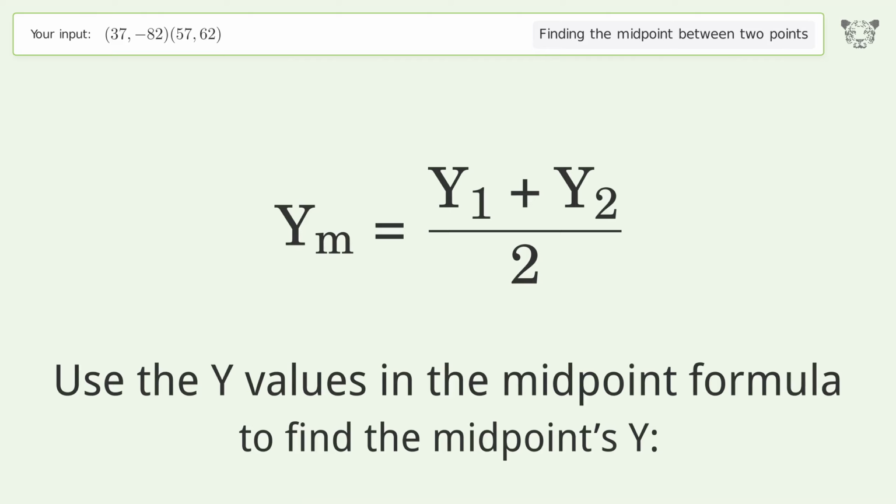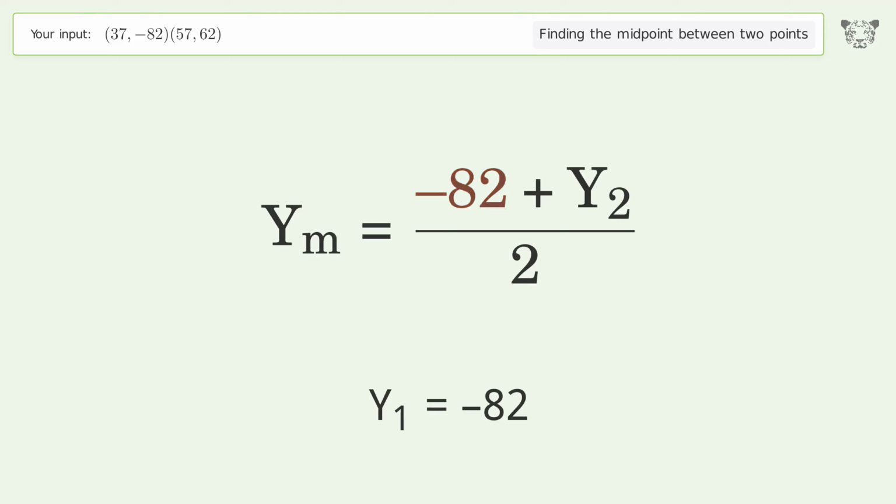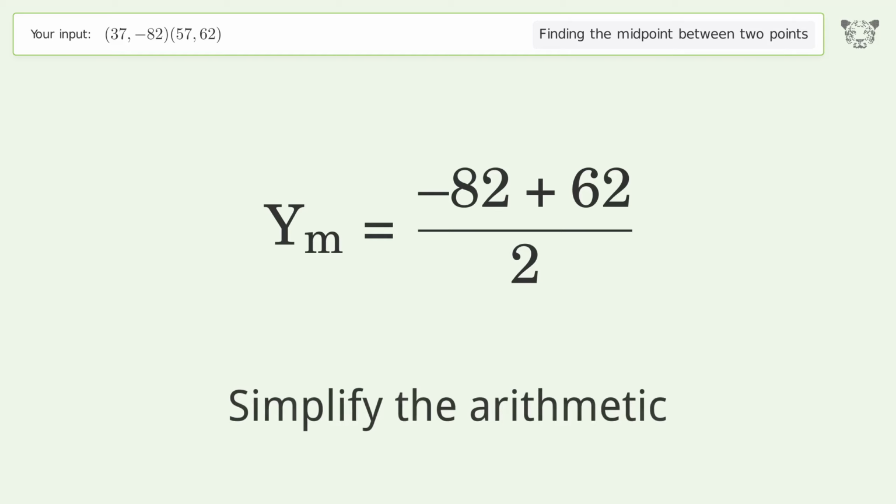Use the y values in the midpoint formula to find the midpoint's y. y1 equals -82. y2 equals 62. Simplify the arithmetic.